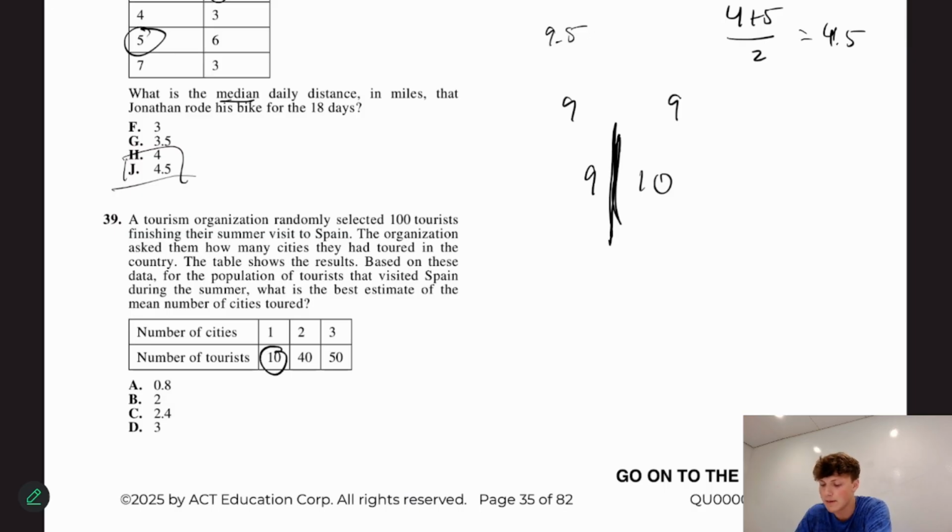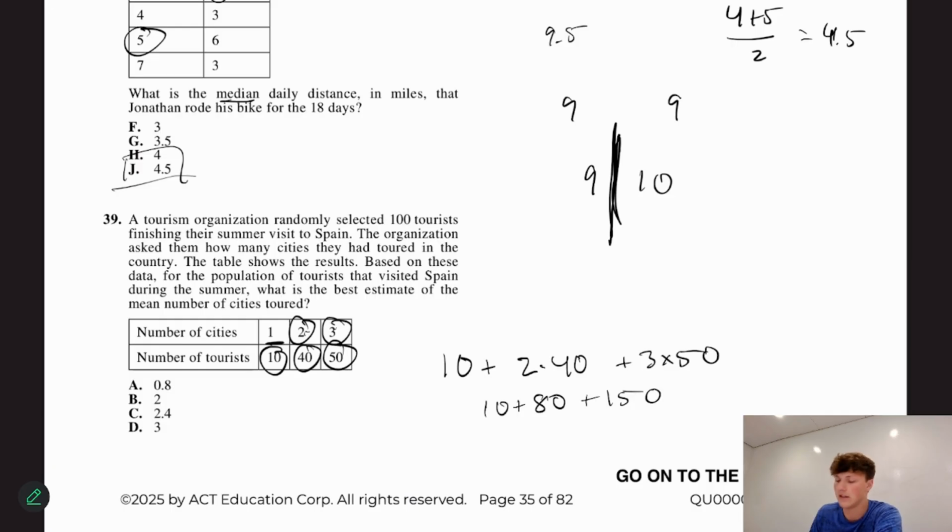Okay, so we know that 10 people toured one city, so there's 10 cities toured. So there's 10 individual occurrences of a person touring a city. Then we know 40 people toured two cities, so that's another 2 times 40 or 80 city touring occurrences. And then we also have 50 people that toured three cities, so 3 times 50 gives me 150 total city touring occurrences in that category. That's going to leave us with 240 total city touring occurrences.